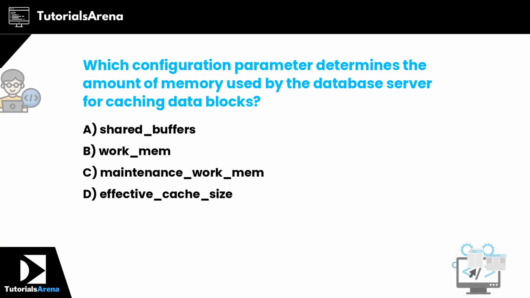Which configuration parameter determines the amount of memory used by the database server for caching data blocks? The correct answer is option A, shared_buffers.